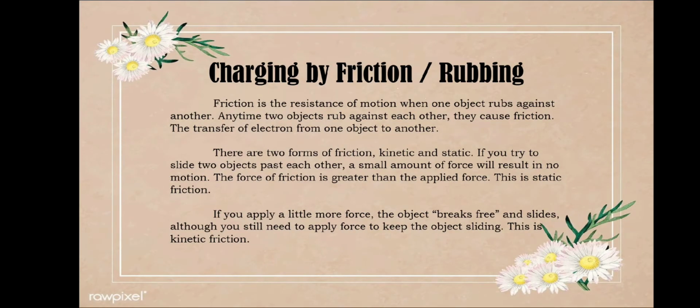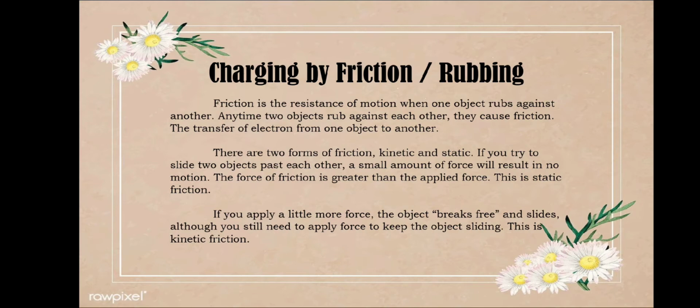What is friction? Friction is the resistance of motion when one object rubs against another, or the transfer of electrons from one object to another. There are two forms of friction, kinetic and static.